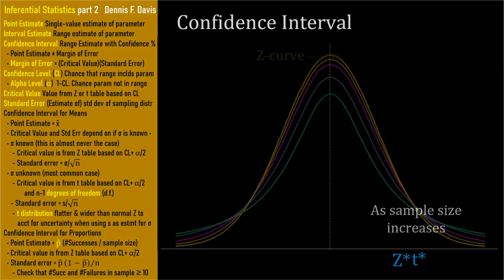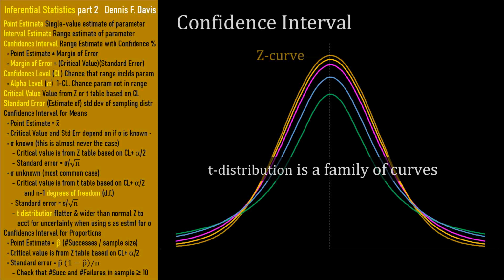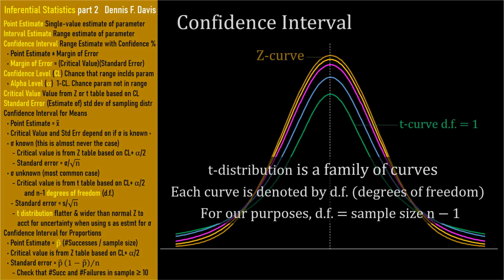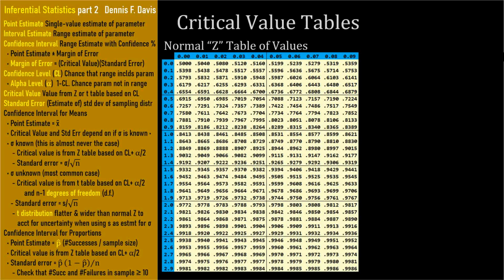Well, the fact is, the t-distribution is a family of bell-shaped curves. Each curve is denoted by its df, or degrees of freedom. For our purposes, df is equal to the sample size n minus 1. Here's the curve for degrees of freedom equals 1. Here's degrees of freedom equals 2. Here's degrees of freedom equals 5. The higher the degrees of freedom, meaning the greater the sample size, the closer the t-curve gets to a normal z-curve.